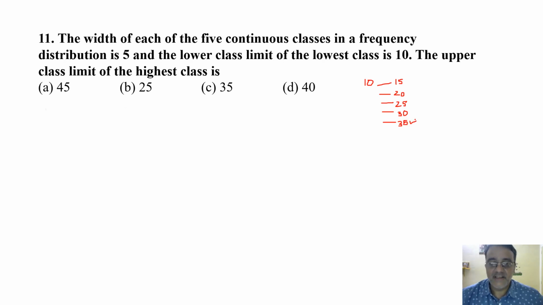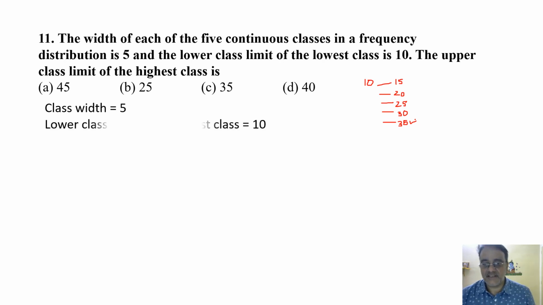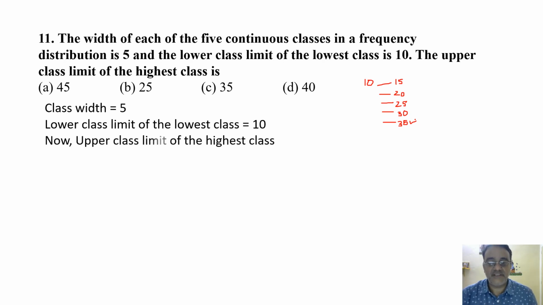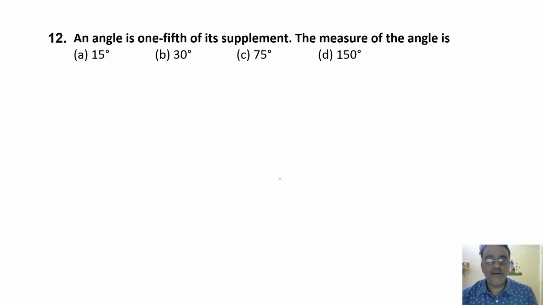दूसरा जो method है, class width is 5, right? And the lower limit of lower class is 10. So what we can do, width is 5, so 5 into 5, 25. Add with 10. Okay, 5 into 5 means total width 25 plus 10. So you'll get 35. So this method is also correct. Then the correct option is C. Any doubt in this question? No, sir. So now we are moving toward question number 12.